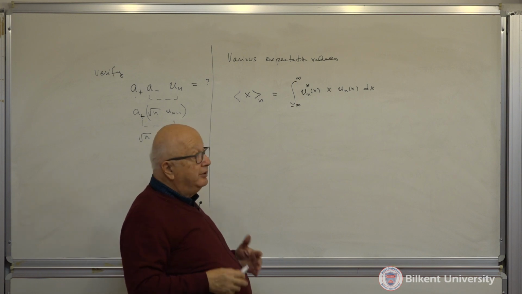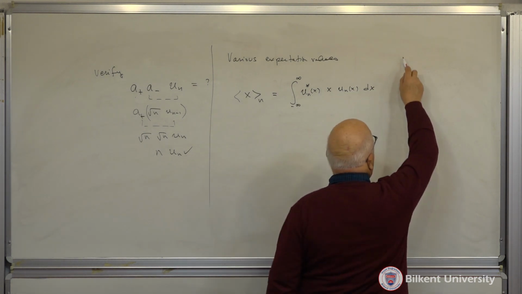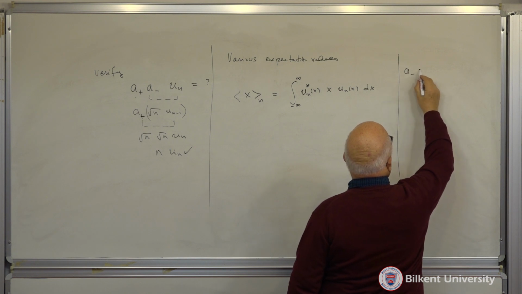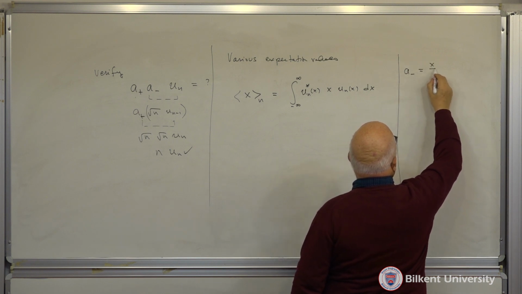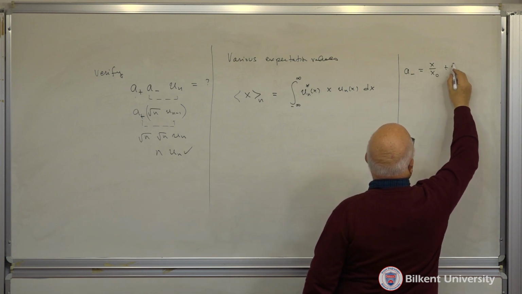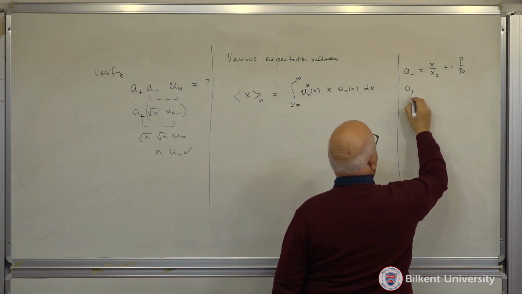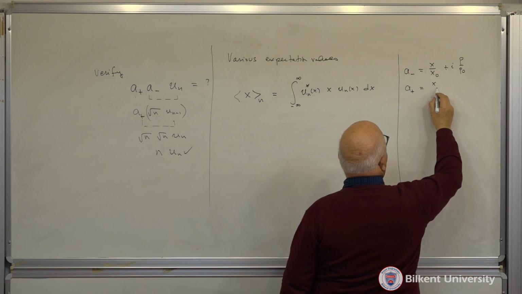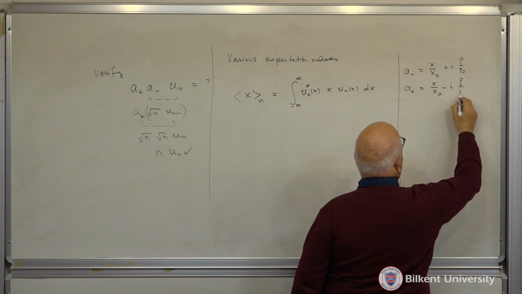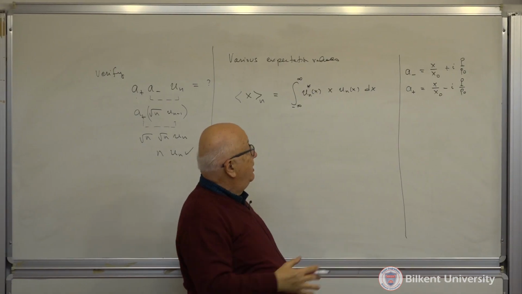Now, what I can do is I have these relations, which I erased, but I can very quickly replicate here. A minus was equal to x over x0 plus I p over p0, right? And a plus was equal to x over x0 minus I p over p0. Now, what happens if I just add these things together?